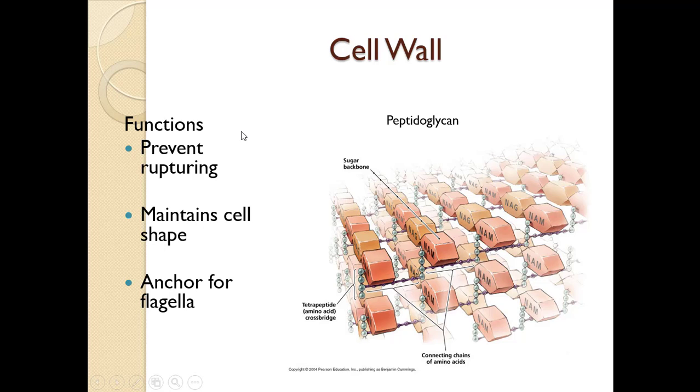So the function of the cell wall is to prevent rupturing. It's that main outer layer, especially in the gram-positive bacteria, helps maintain the cell shape, and is an anchor for flagella. And as you can see from that previous slide, we have the NAG and the NAM connected to each other. And then these different layers attached via these tetrapeptides, so the amino acid cross bridge. So basically the role of the proteins is to connect these sugars together in the different layers, whereas the sugars are more in line like this.